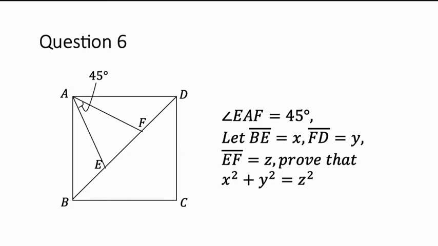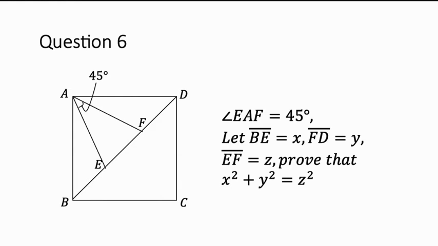Let's now look at question 6. If EAF equals 45 degrees, let BE equal X, FD equal Y, and EF equal Z. Then prove that X squared plus Y squared equals Z squared. So first you can observe that this equation looks like something from a right angle triangle, where we can use the Pythagorean theorem to prove this.